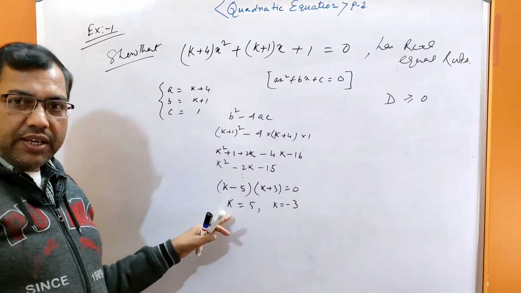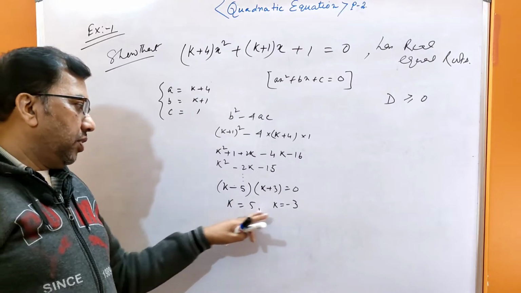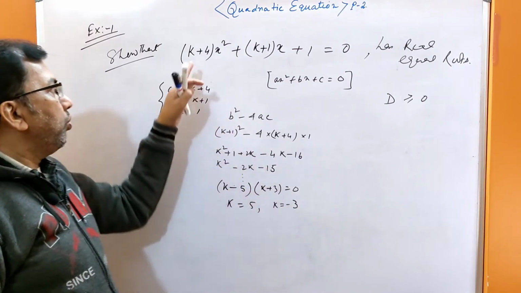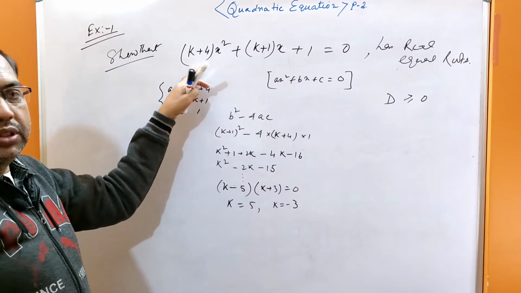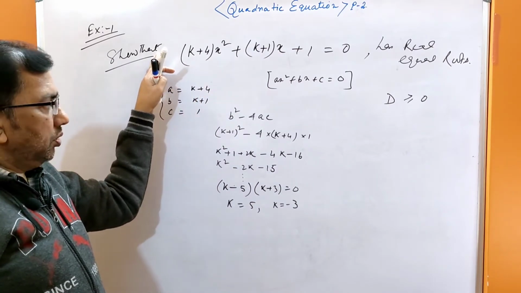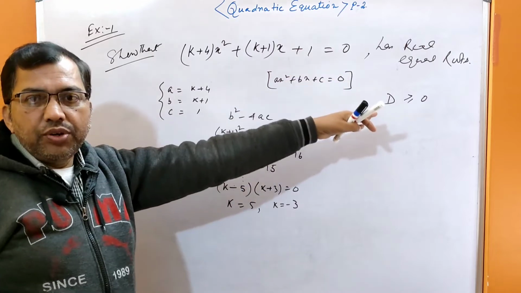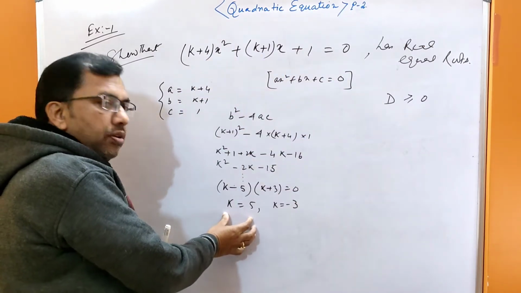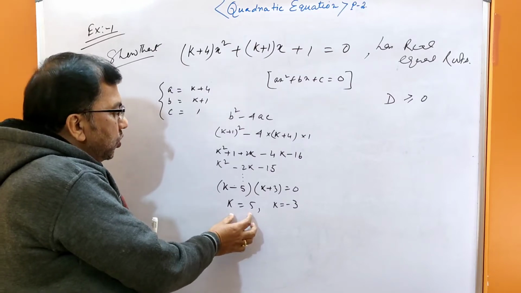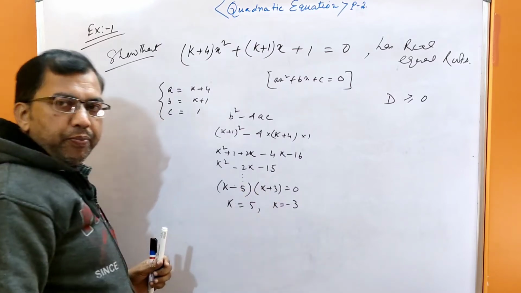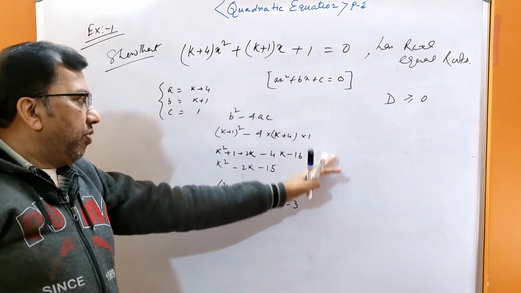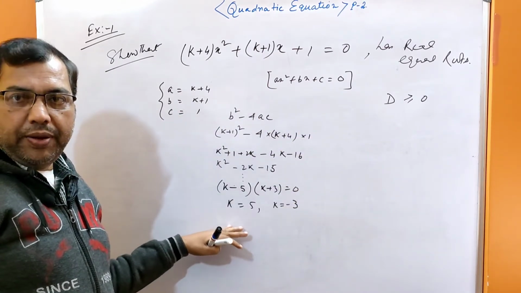The value of k is k equals 5, k equals minus 3. It is easy. For what value of k does this equation have real and equal roots? So the value of k has been found out: k equals 5 or k equals minus 3. Clear? So only you have to find this value of k.